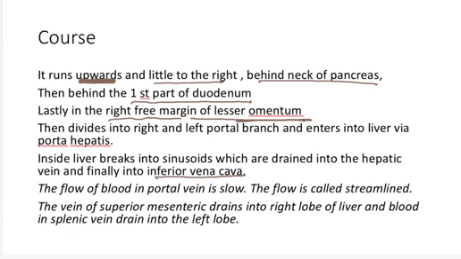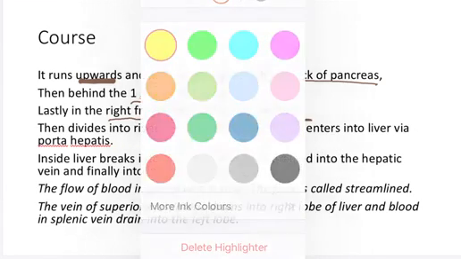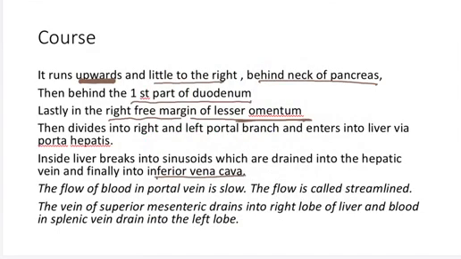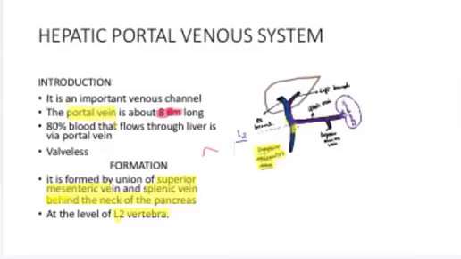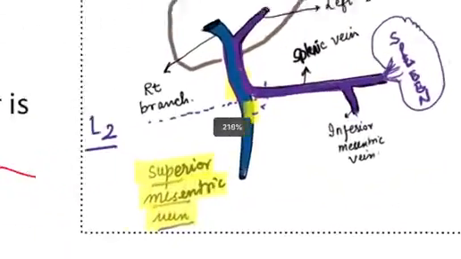Now another important thing that you have to pay attention to is that the flow in the portal vein is slow, and it is called streamlined flow. What do you mean by streamlined flow? Streamlined flow means that the blood coming from the superior mesenteric vein drains into the right side of the liver, or the right lobe of the liver, and the vein coming from the left side, that is the splenic vein, drains into the left lobe of the liver. And to understand it better, let us see this diagram again.